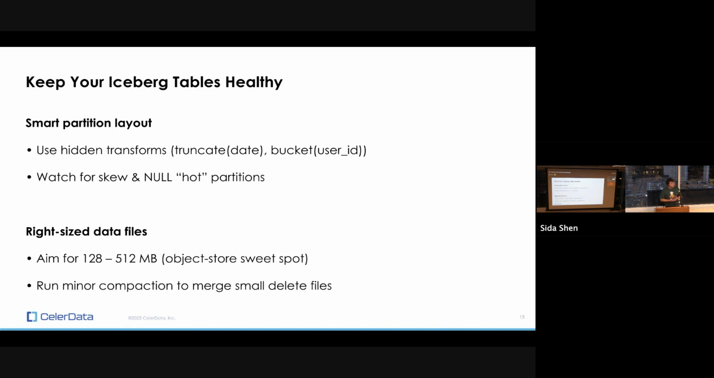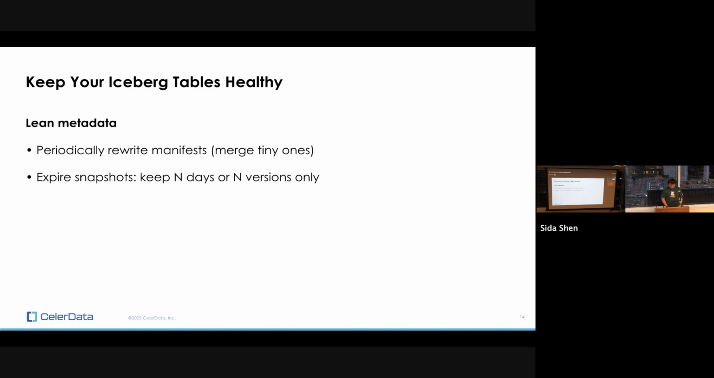Also, you have to do your compaction regularly. You want to aim for files of 128 megabytes to half a gigabyte, which is a sweet spot for our query engine to read off the object storage. And don't forget to run minor compactions on the delete files, to merge and rewrite them to make them fast as well. And you have to take care of your metadata too. You have to periodically rewrite your manifests, merging the tiny ones into bigger ones. Also, you want to expire your snapshots. You don't want to keep way too many snapshots, only n days of versions.